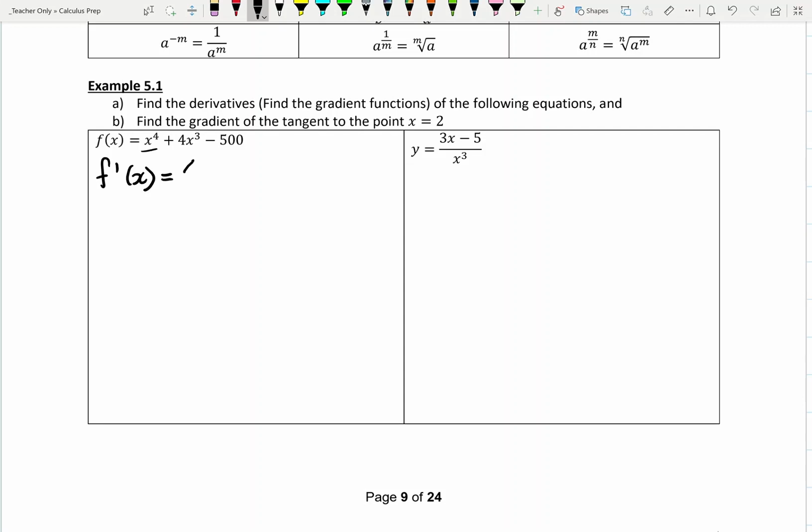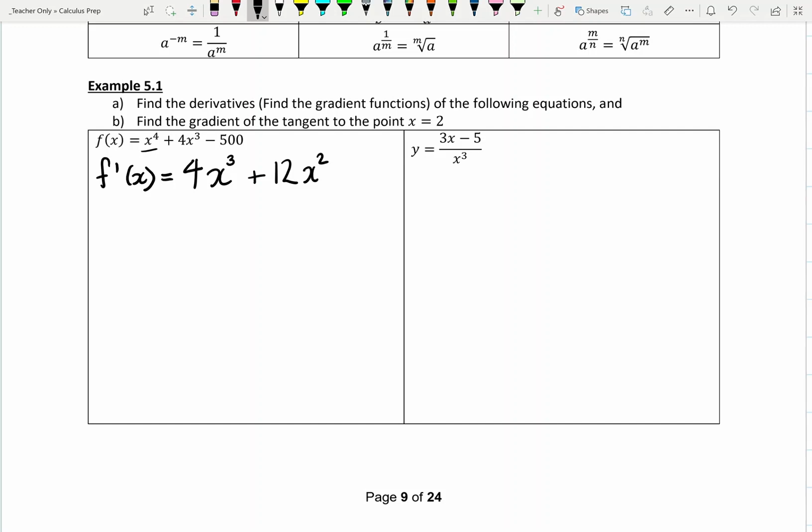All right, so our derivative, I beg your pardon, f dash of x is going to be, on our first term, the 4 comes down as a factor, x, 4 minus 1 is 3, plus 3 times 4, in fact I'll just do it all in one go, 3 times 4 is 12x squared, and the minus 500 is a constant, so it derives to 0, and we don't write the 0.